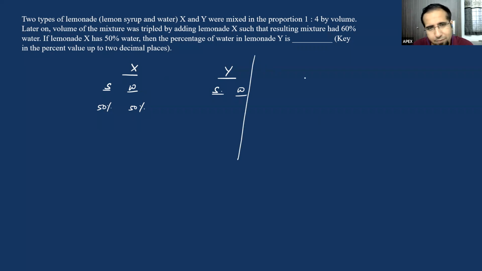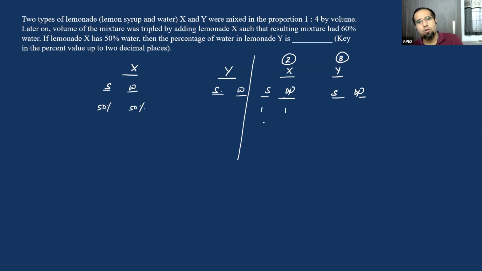So what I did practically is X, I'm talking about syrup and water, is tripled by adding only lemonade X. Okay. So what I did is I took 2 liters of this and 8 liters of this. Okay. Because 1:4, no? Syrup and water. So 2 liters, 50%, 50%, that is 1. Okay. Now, this is tripled.